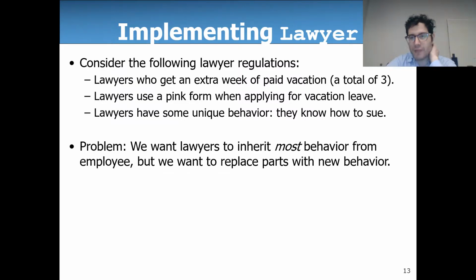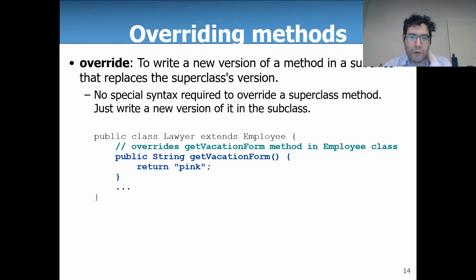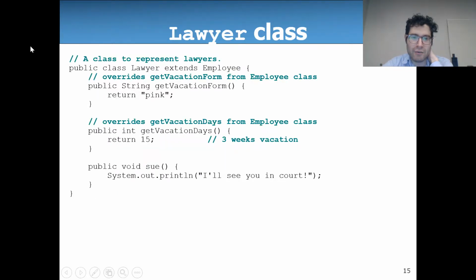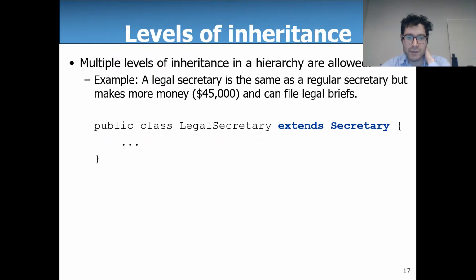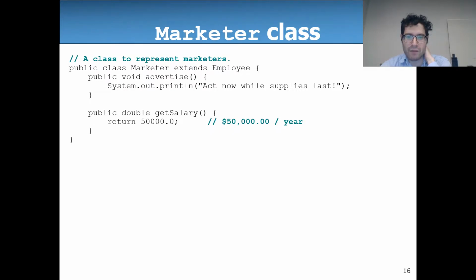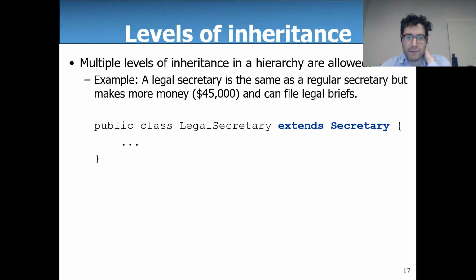Lawyers get an extra week of vacation. They use a pink form for leave, and then they have a second method. So we override the methods we want to override. We extend the employee, and we just override the get vacation form from yellow to pink, and we override the get vacation days to 15. And then we add the sue method. Same thing with the marketer. Then we can have these things chained together. A legal secretary extends the secretary class.